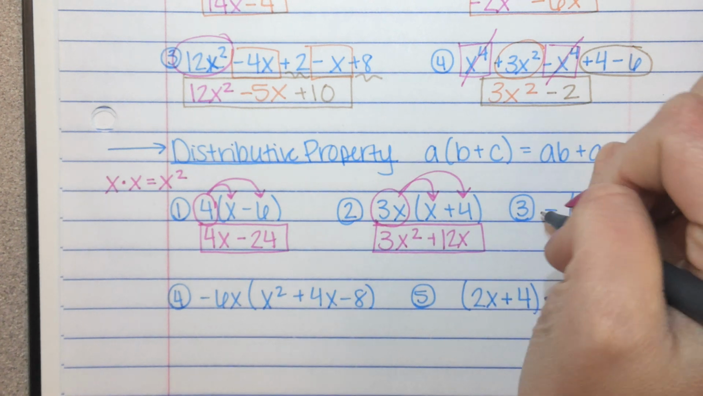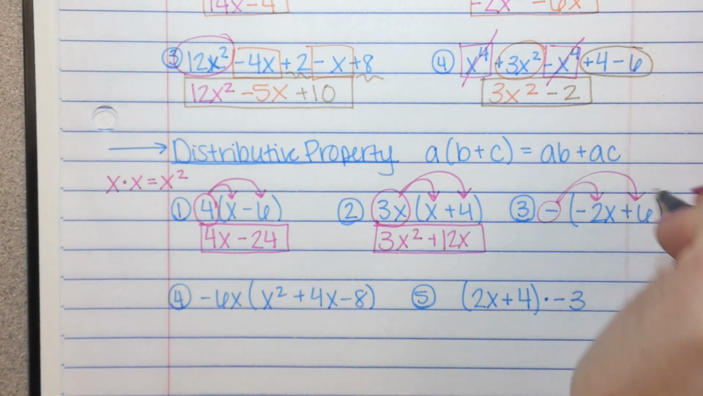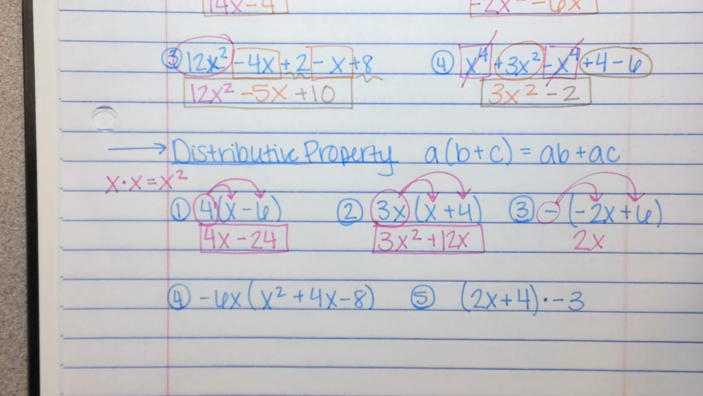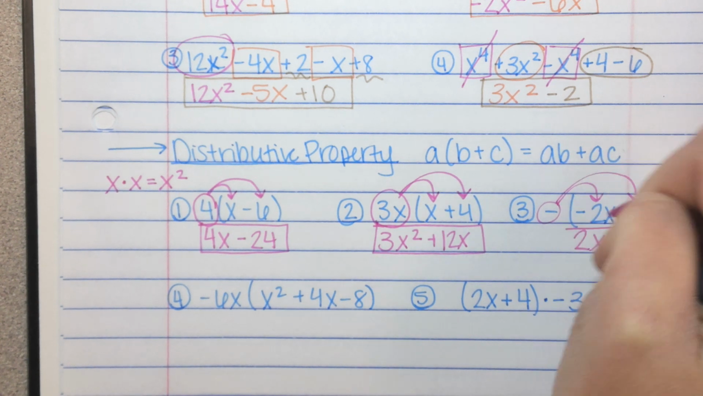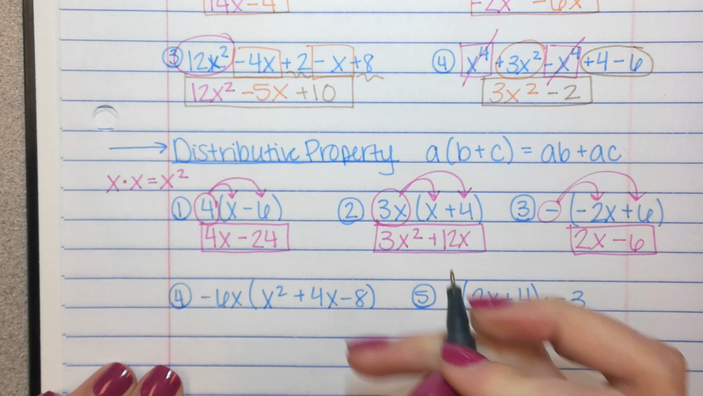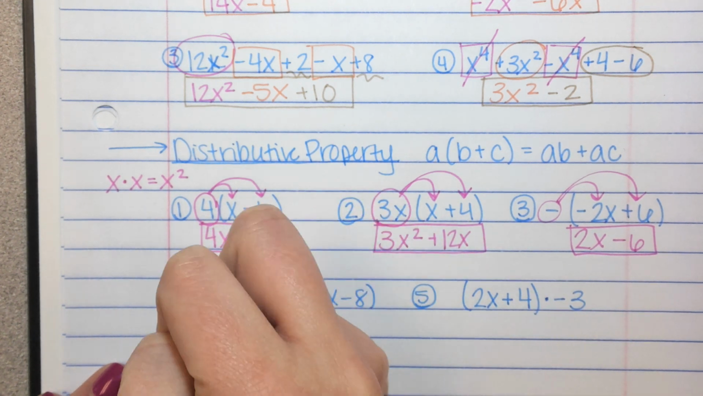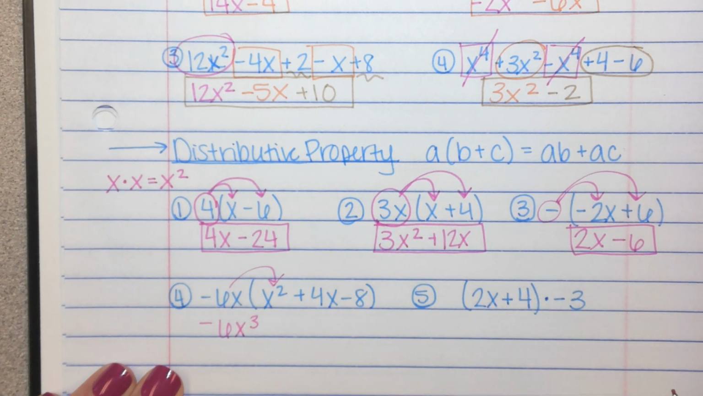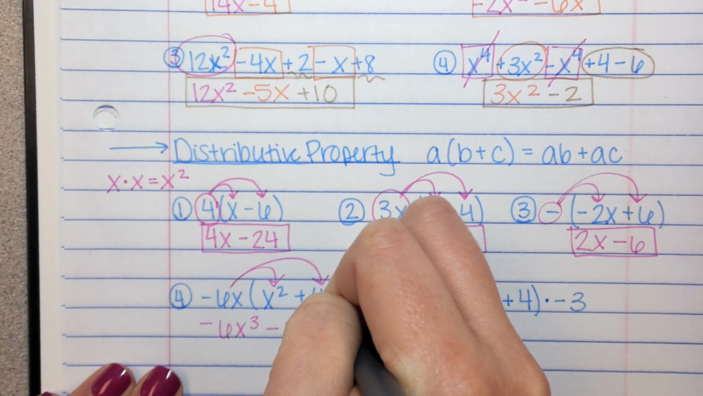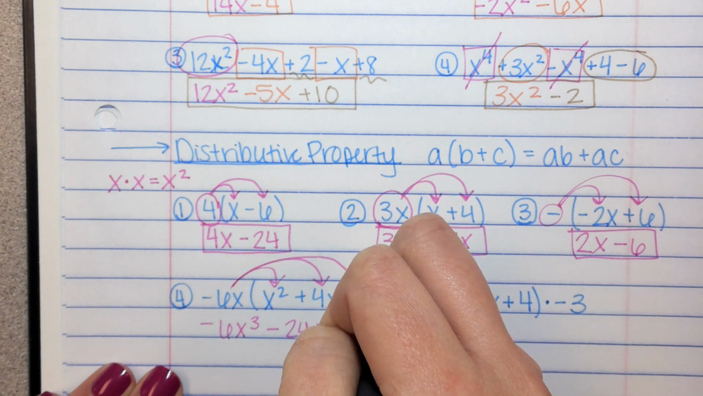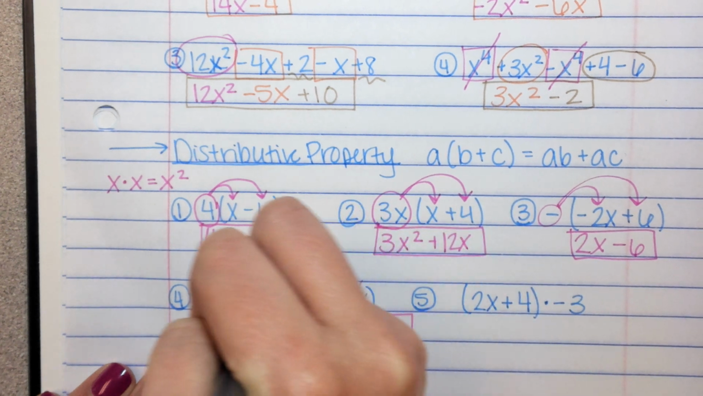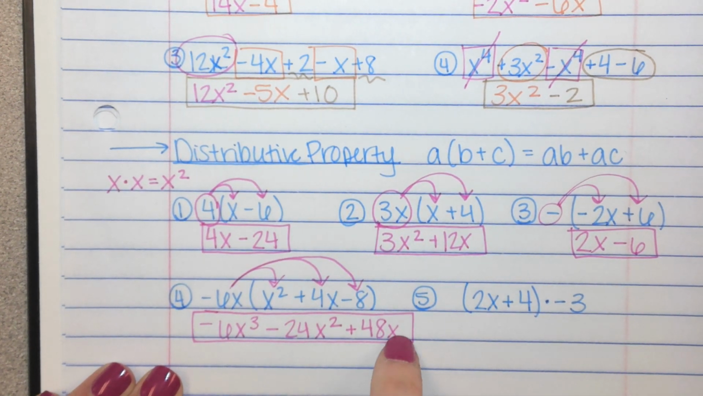Okay, let's see what you got. When we're distributing a negative to a quantity, all it's going to do is change the signs. So our negative 2x changes to positive 2x. Our positive 6 changes to negative 6. All right, number 4, we have negative 6x times this quantity. So negative 6x times x squared is negative 6x cubed, so to the third. Negative 6x times 4x is negative 24x squared. And negative 6x times negative 8 is positive 48x. And again, we can't combine those because all of the x's have different exponents.